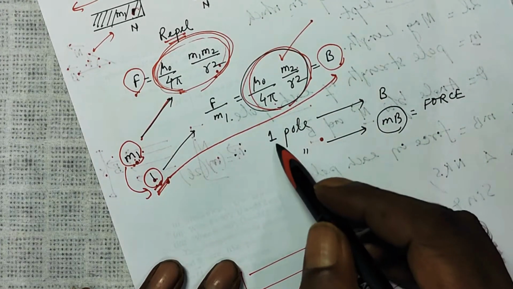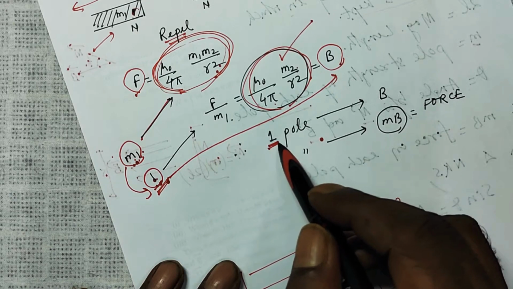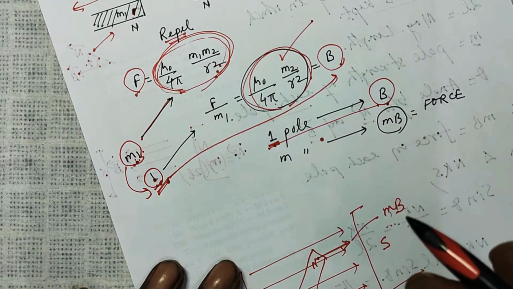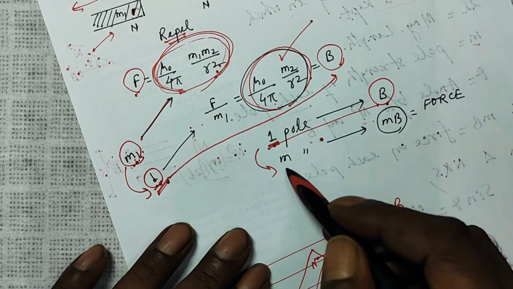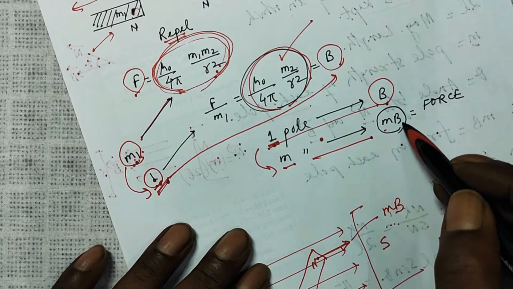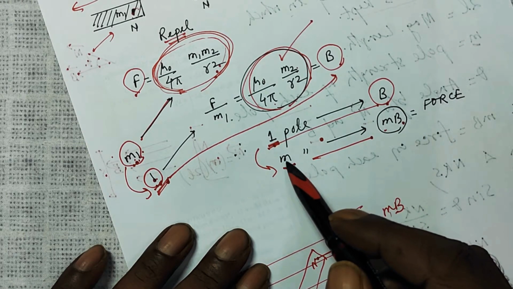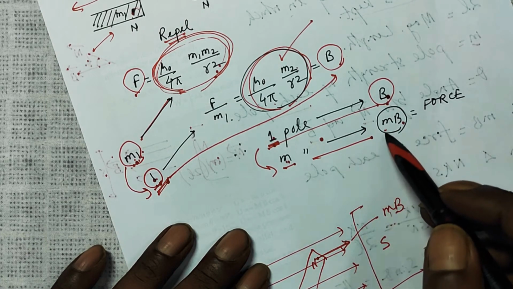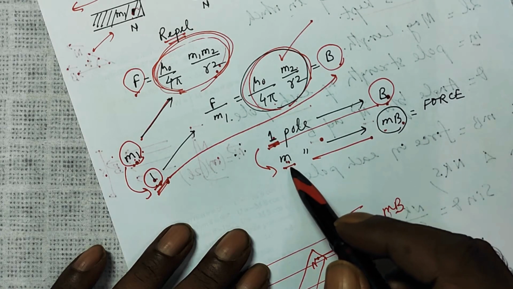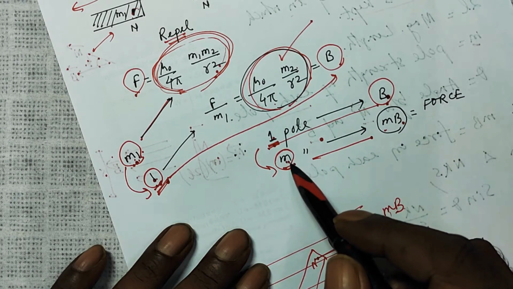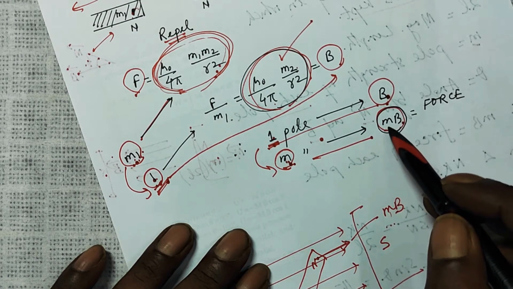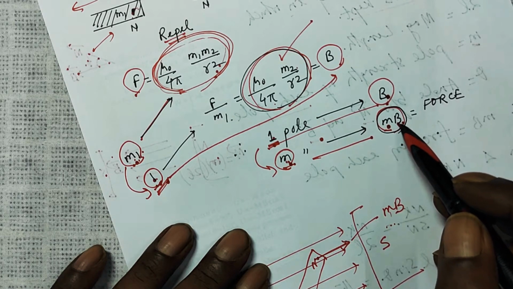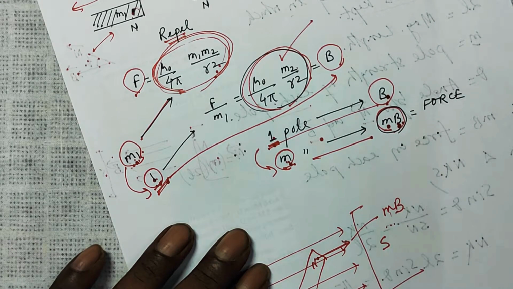So a pole of unit strength experiences a force B due to some other pole. So a pole of strength m will experience a force m times B. I come from here to here by multiplying this one with m, so I have to multiply here also with m. So the force experienced by the pole having strength small m is equal to the pole strength multiplied by the strength of the external magnetic field.